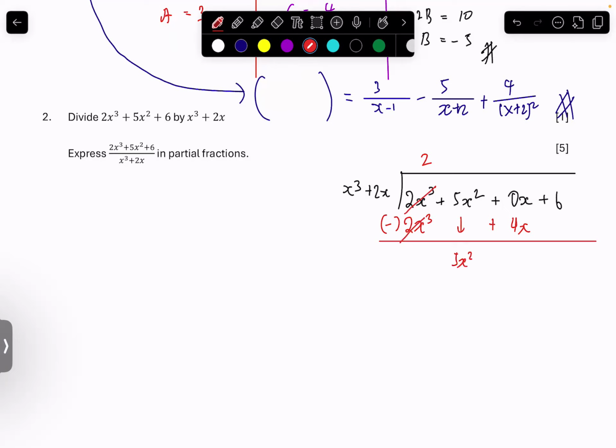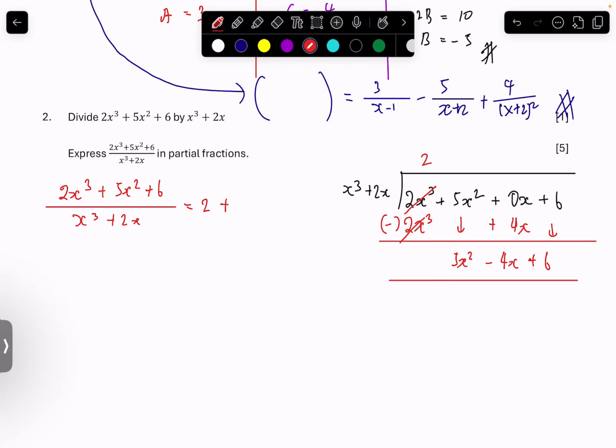Here take note: 0x minus positive 4x, so it's minus 4x plus 6. Okay, so this is our remainder. So now 2x cubed plus 5x squared plus 6 divided by x cubed plus 2x is just equal to 2 plus 5x squared minus 4x plus 6 over x cubed plus 2x.